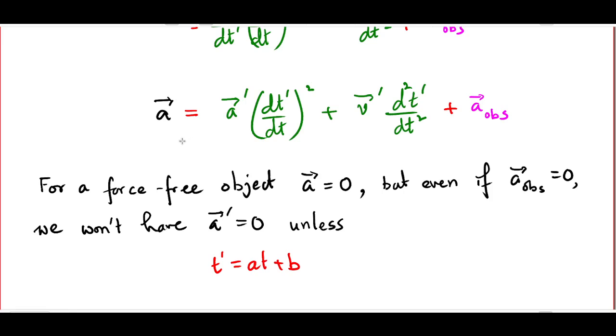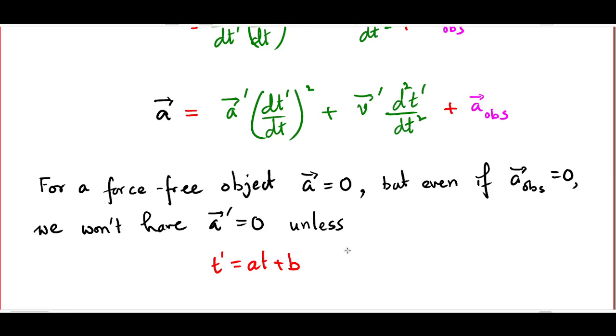For a force-free object, of course, A is 0, so this term is already 0. A observer is 0 by supposition. We are talking of observer O prime translating with uniform velocity with respect to O. But now this means that these two terms have to add up to 0. So the only way A prime is forced to be 0 in this case is if this term vanishes. And that happens, as before, when t prime is a scaled and shifted version of t.